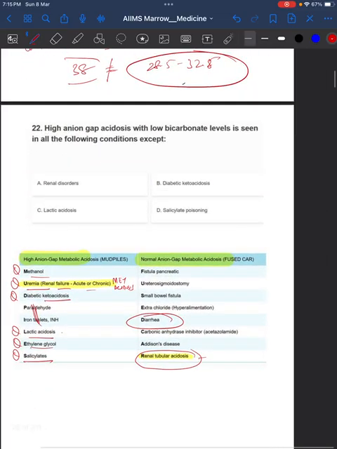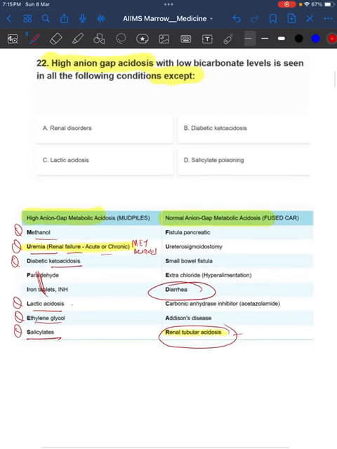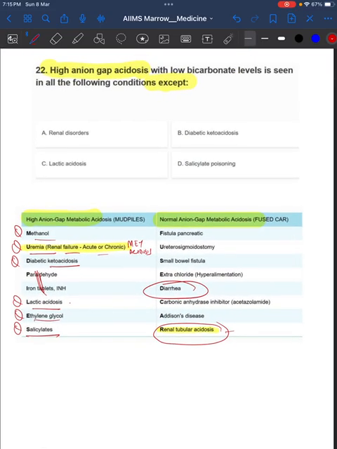Coming to the next question, it is asking us about high anion gap acidosis, seen in all of the following except. Any condition which has acid in it will be your HAGMA. So methanol, ethanol, uremia, which is a kind of renal failure, acute or chronic, will lead to acidosis, so acidotic HAGMA. Diabetic ketoacidosis, lactic acidosis, salicylic acid. You can remember this as salicylic acid. So it has acid, and ethanol and methanol are acids. Diabetic ketoacidosis and lactic acidosis, these two you don't need to remember.